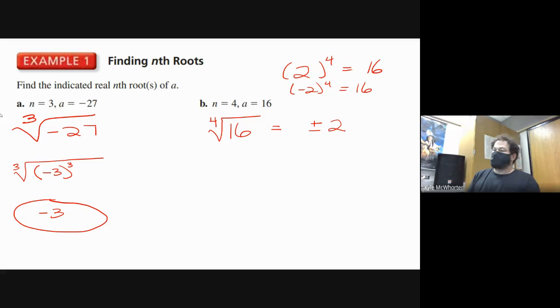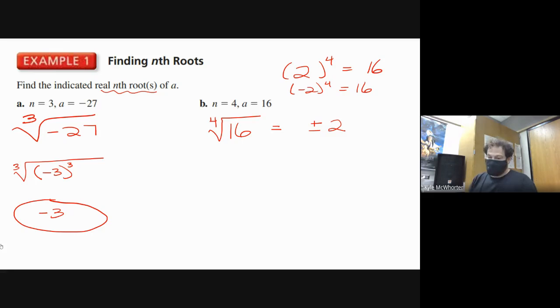So remember, when it's just asking you in words to find the nth roots, you have to remember how many there are. If it's an odd power, there's just one, and it matches the sign of what's inside the radical. If it's an even power of a positive number, you're going to get 2 roots, the positive and the negative. If it was an even power of a negative number, there's no real roots.